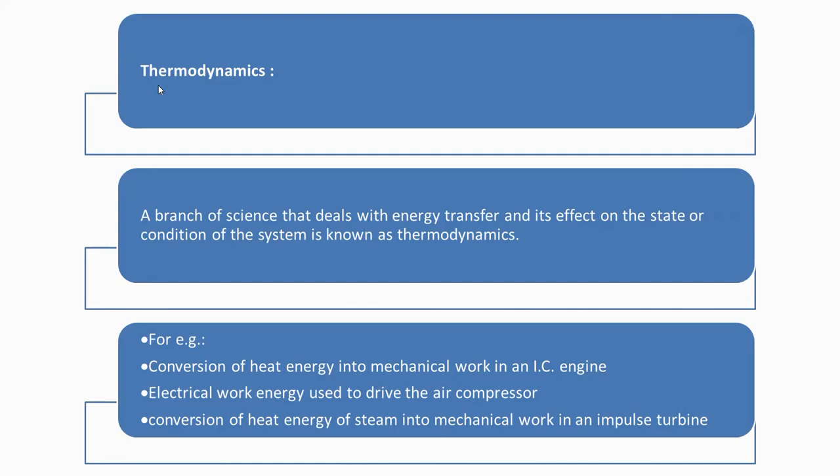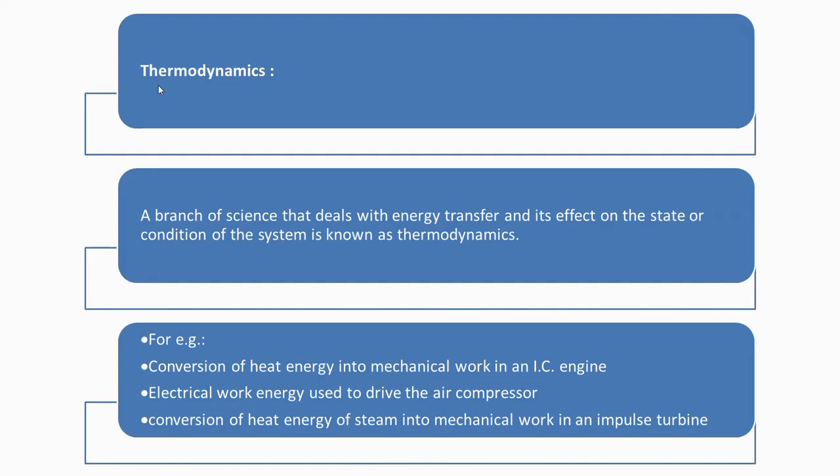For example, if you consider the case of an internal combustion engine, then the chemical energy of the burning or combustion of the fuel like petrol or diesel will be converted into heat energy, and that heat energy is used for the reciprocating motion of the piston inside the cylinder. Due to the reciprocating motion of the piston, that motion is converted into rotary motion of the crank with the help of the connecting rod, and with the help of the differential that motion is transferred to the wheels and we get the motion of the vehicle. So energy is transferred from heat energy into mechanical work.